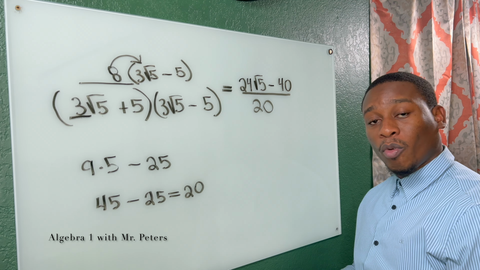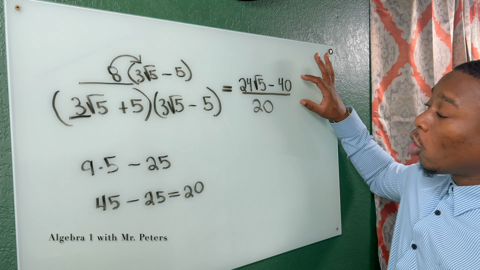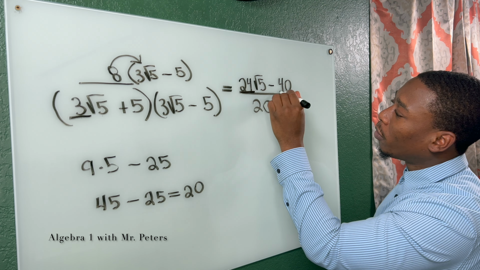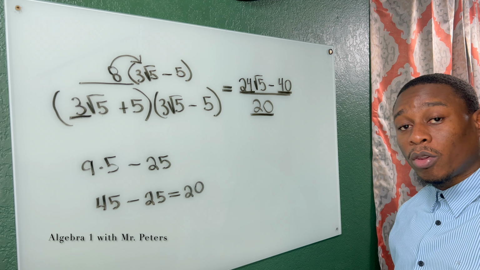Now with this step, remember, we're dealing with fractions. So this could be our final answer. We can't break down a radical anymore, and there are no radicals in the denominator. But now I notice I could divide 24, 40, and 20 to make it a smaller fraction.